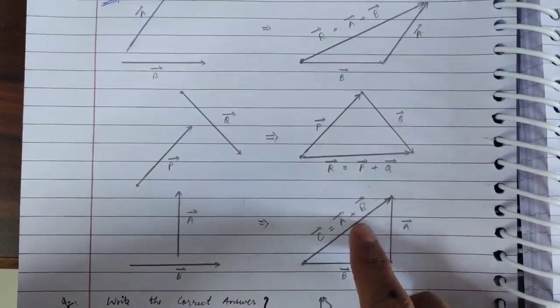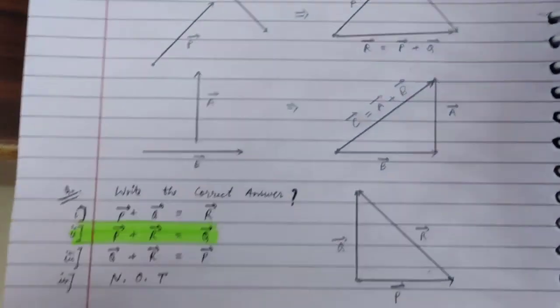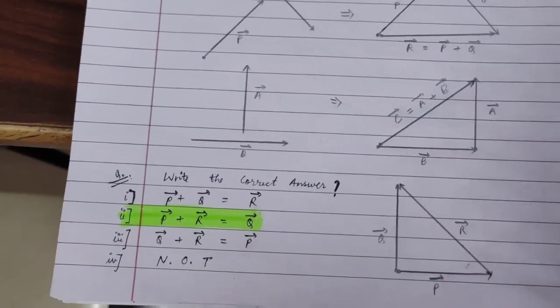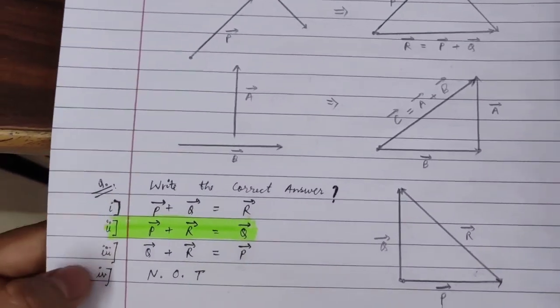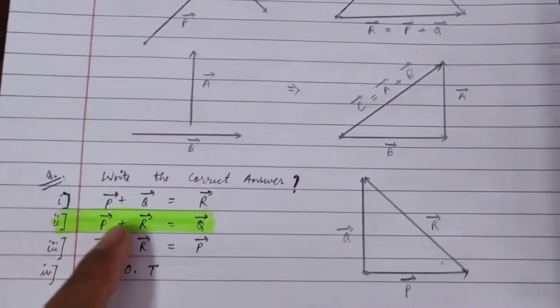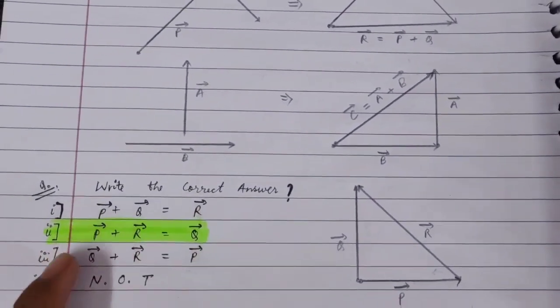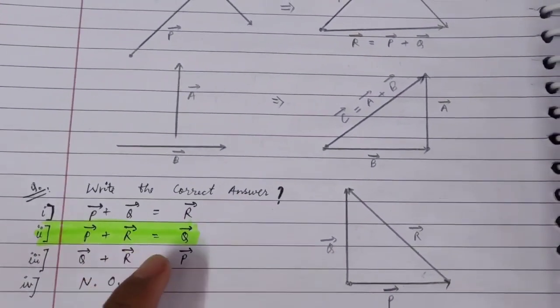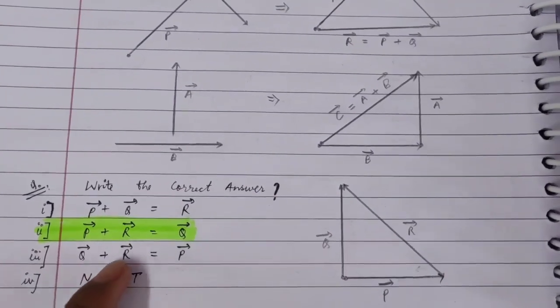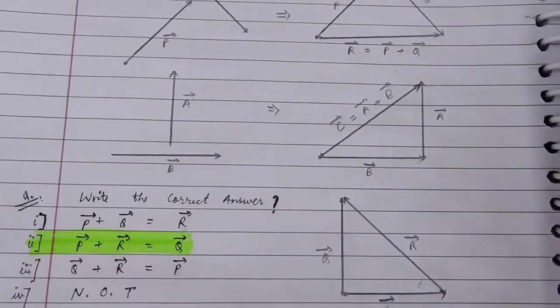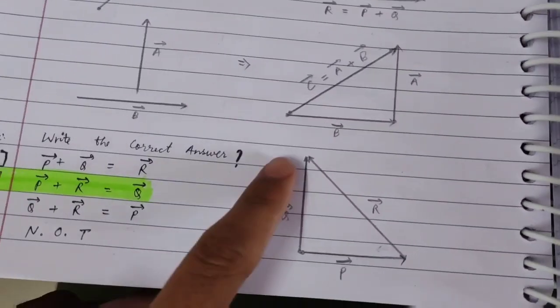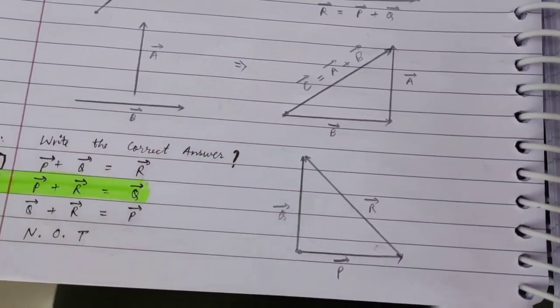Okay, now let us solve a question. What does the question say here? What is the correct answer? Basically there are four options given. Vector P plus vector Q is equal to vector R, vector P plus vector R is equal to vector Q, vector Q plus vector R is equal to vector P, or none of the above. Okay, now the figure given is like this.